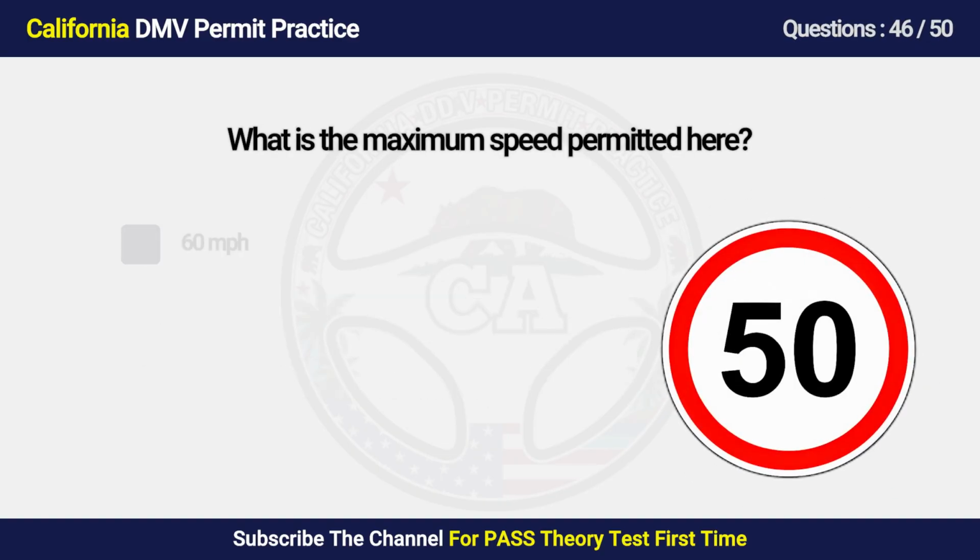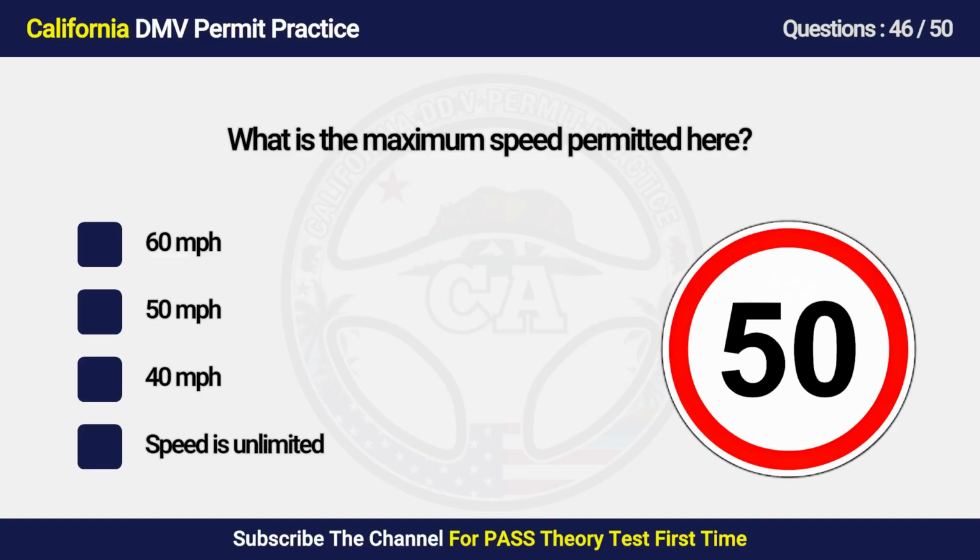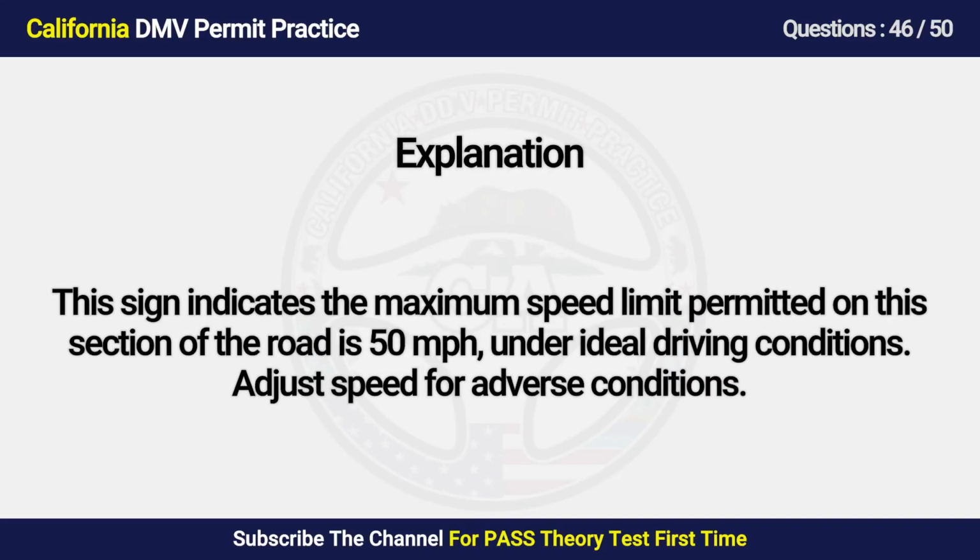Question 46. What is the maximum speed permitted here? A. 60, B. 50, C. 40, D. Speed is unlimited. Answer is B, 50. This sign indicates the maximum speed limit permitted on this section of the road is 50, under ideal driving conditions. Adjust speed for adverse conditions.